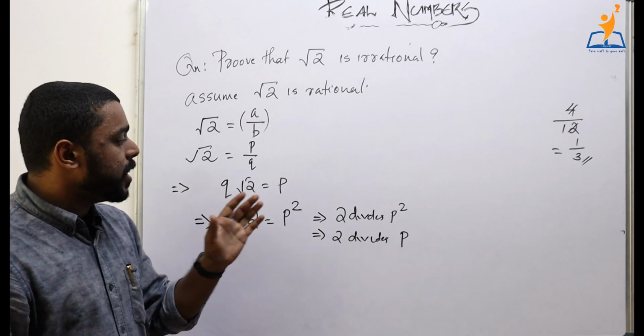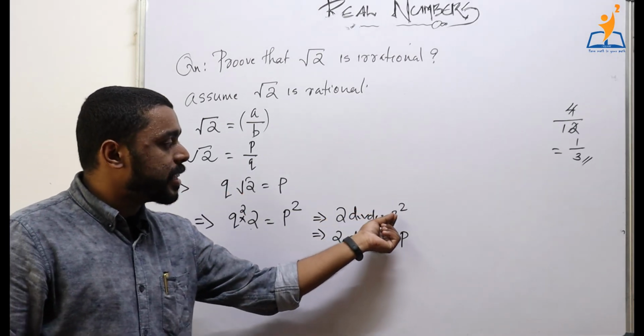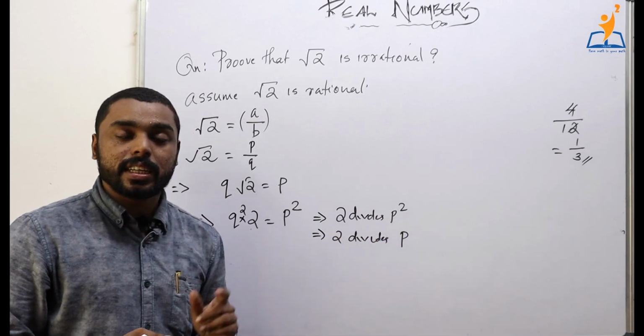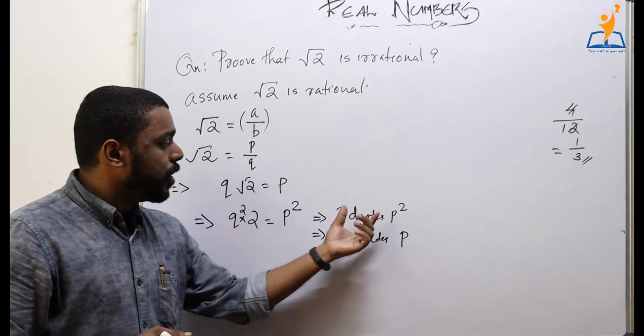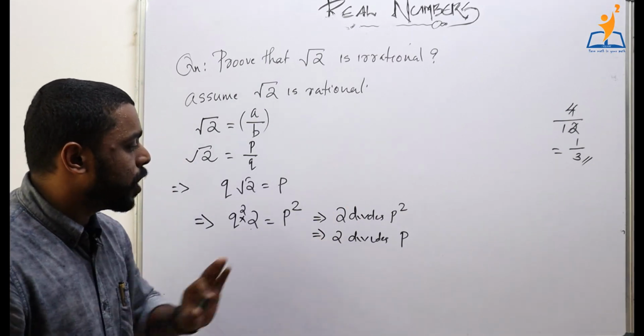Sorry, p is not a prime number, p is any number. If 2 divides a square, then 2 divides a. That was our theorem. So if 2 divides p square, then 2 will divide p. Okay, then 2 divides p.